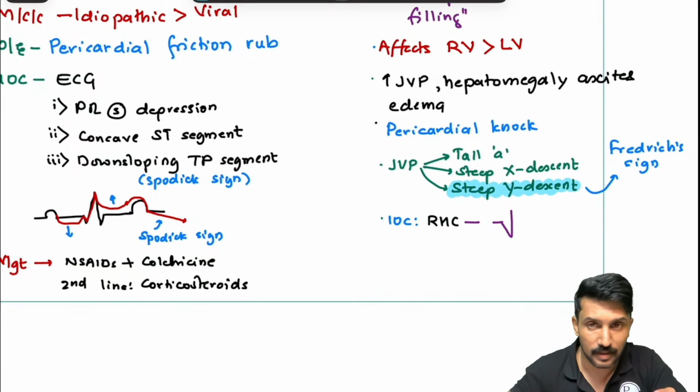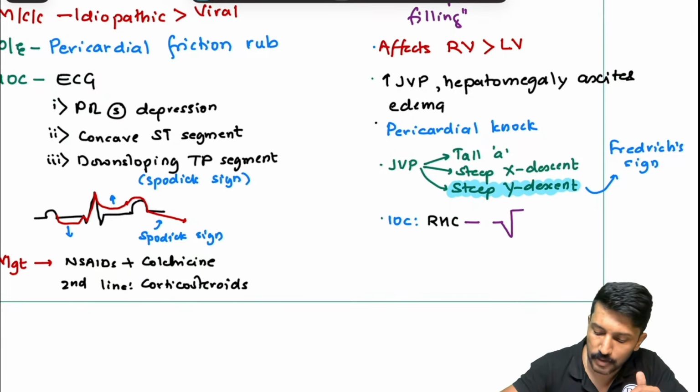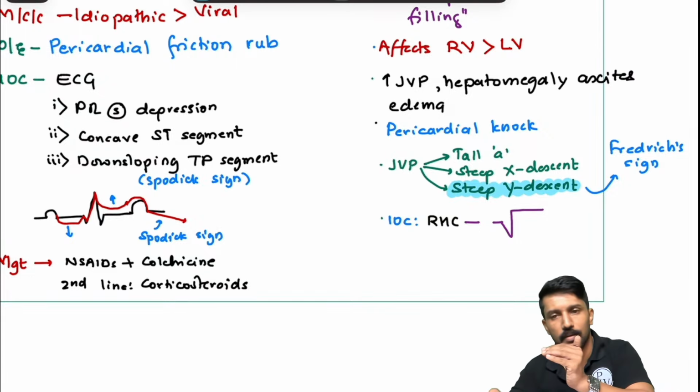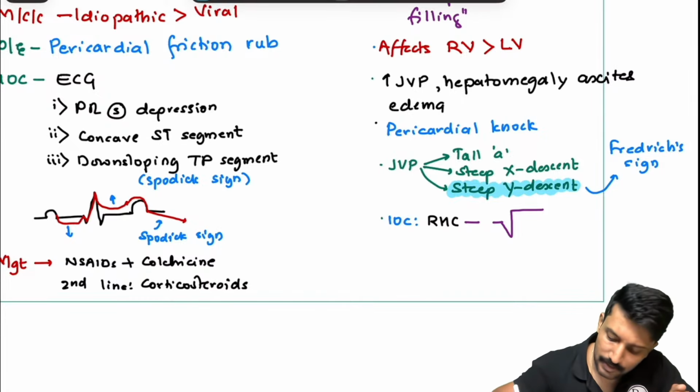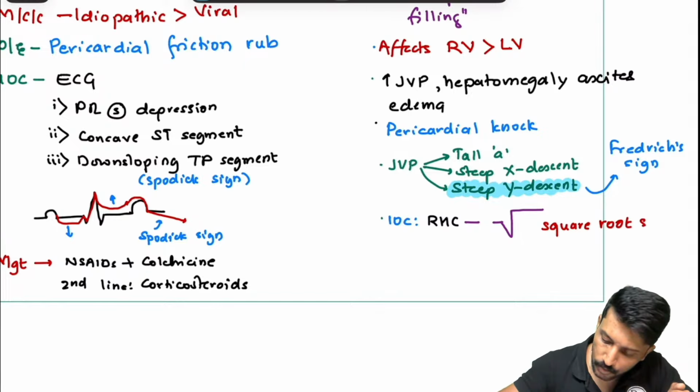We call it isovolumetric relaxation, pressure decreases. Passive filling, it should increase, but then abruptly it stopped, so it remains plateaued, right? We call this finding the square root sign on right heart catheterization. Square root sign.